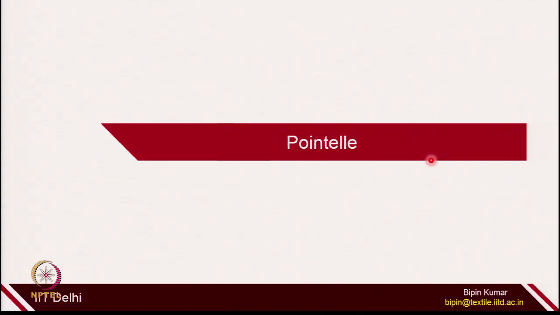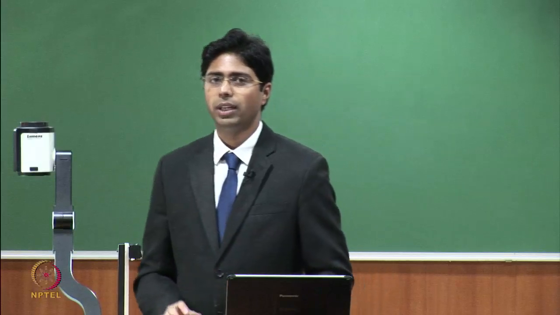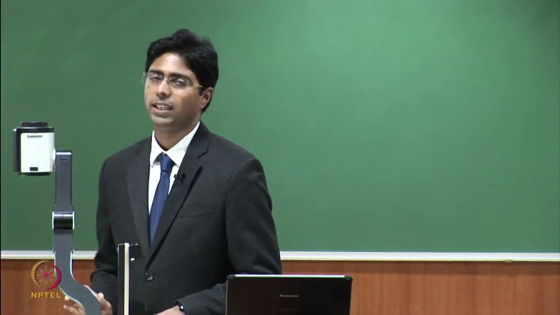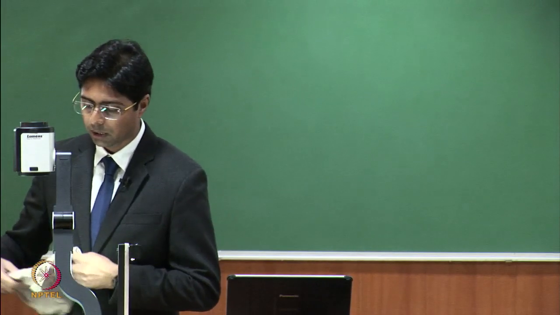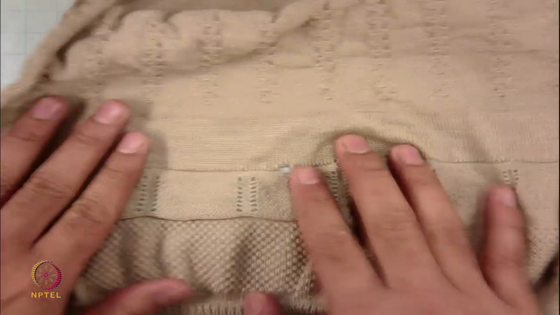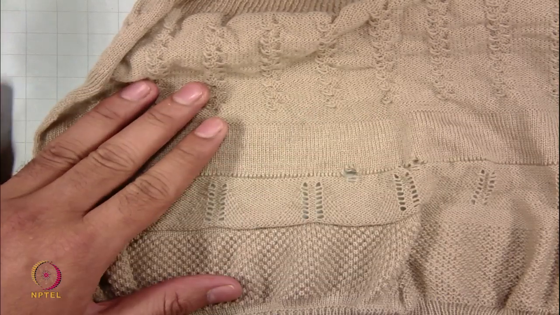Let us see some of the new designs which are possible on the Jacquard knitting machine. The first design is Pointelle. So, let me introduce you and show you the fabric samples. What do you actually mean by Pointelle? So, in Pointelle I am going to show you the Pointelle on the fabric structure.